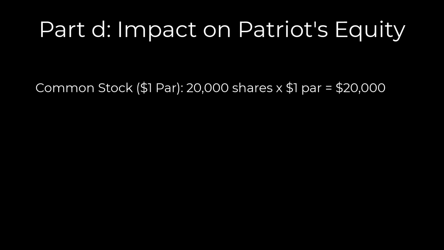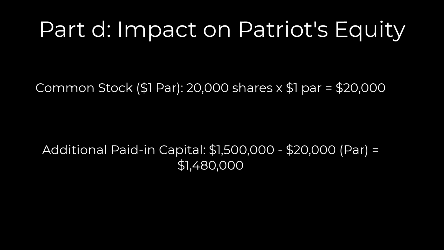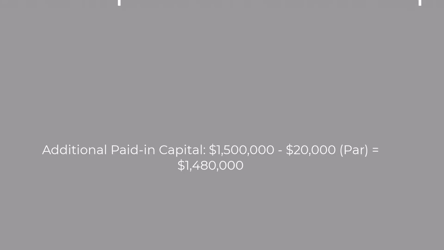Easy enough. Next, we have additional paid-in capital. This account is credited with the excess of the stock's fair value over its par value. The total fair value of the stock we issued was $1.5 million. Since we already accounted for $20,000 of that in the common stock account, the remainder, $1,480,000, is initially credited to additional paid-in capital.